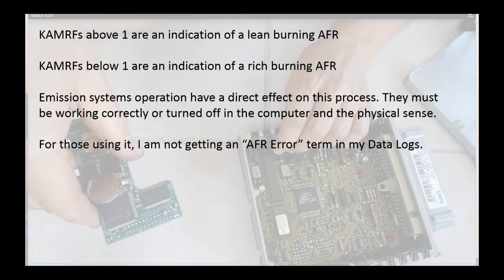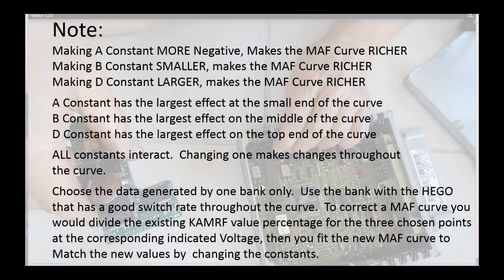Okay, to make my life easier, I'm just going to refer to a KAMRF as a cam. In this case, of course, cams below 1 are rich, cams above 1 are lean. If you think that disconnecting the emission systems is going to make the car run better, think again. It may make the car run worse if you don't compensate for it both in the program and in your tuning. Okay, all I'm going to say about this page is remember that it's here and refer back to it before you start making any changes to your curve.